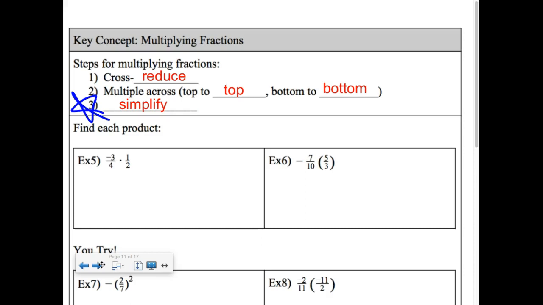All right, here we go. Let's do this. The very first thing, I'm going to cross-reduce. So I'm looking for numbers that I can divide out of each other. Here, I'm looking at this -3, this 2.